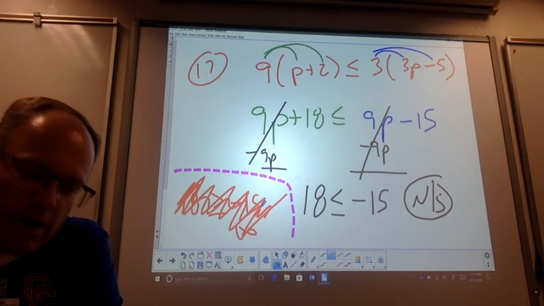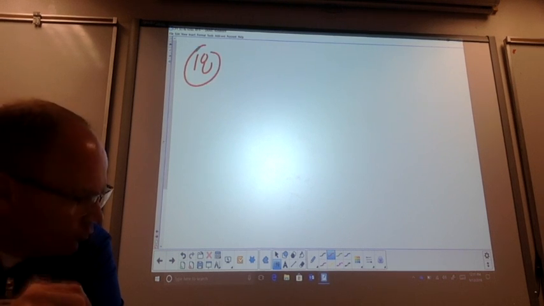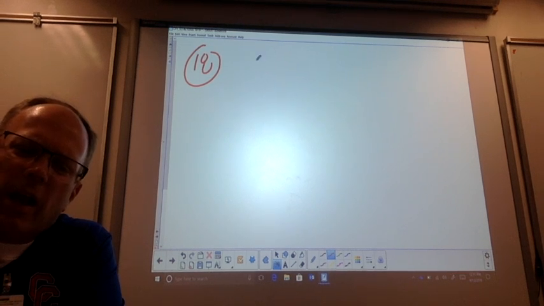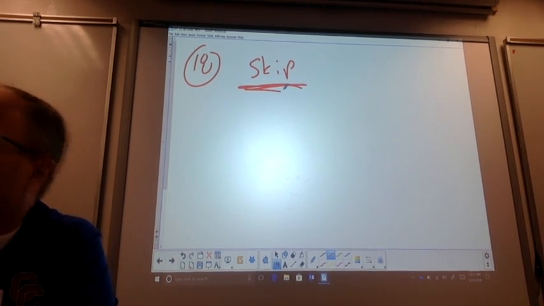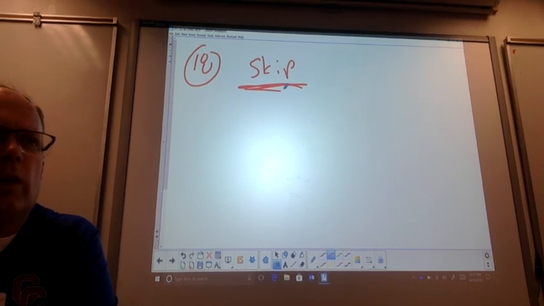Number 18? Yeah, number 18. The area of the rectangle shown is at most 140. You know what? Let's just skip that for now. You're not going to see that on the test, so we'll just hold off on it. Is that okay? If you didn't do it, don't worry. I'm not going to take points off on homework for that. Any other questions you want to take a look at?